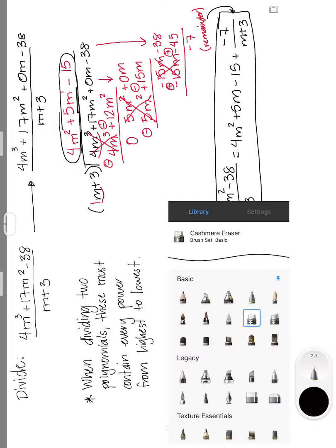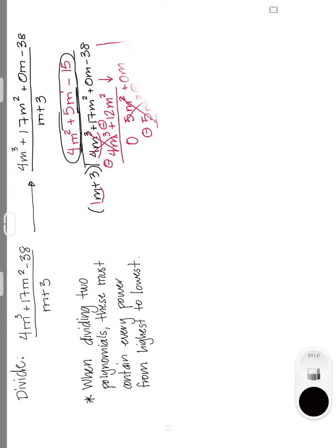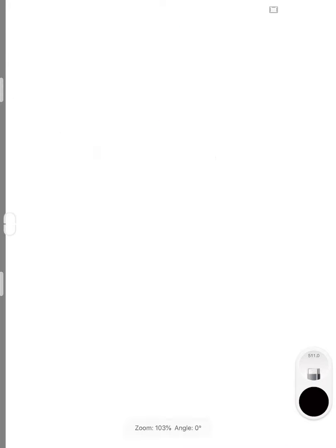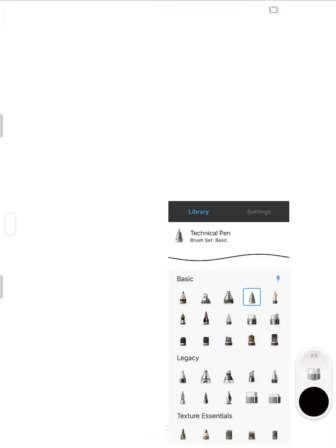Okay, let's go ahead and try another one. This one's going to be a little bit longer, but I still want to go over it because I know long divisions can be pretty confusing sometimes.